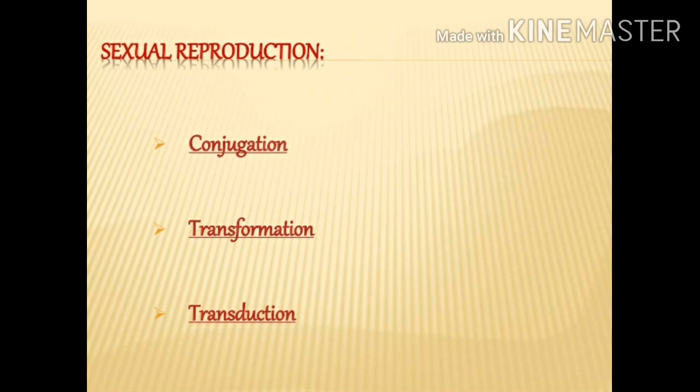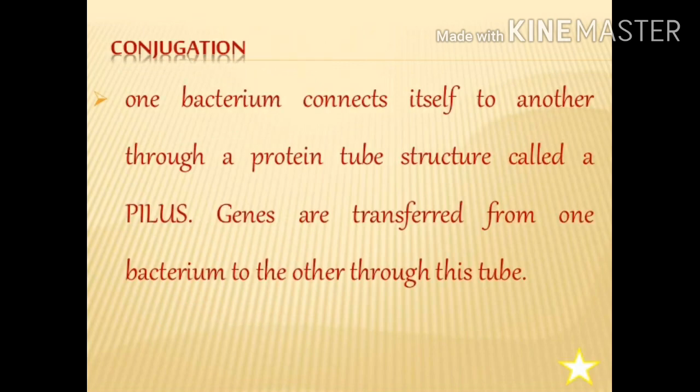So let's see one by one. Number one is conjugation. One bacterium connects itself to another through a protein tube structure called a pilus. If you remember the structure of bacteria, you will understand this pilus. Genes are transferred from one bacterium to the other through this tube, and such a tube is known as the conjugation tube.